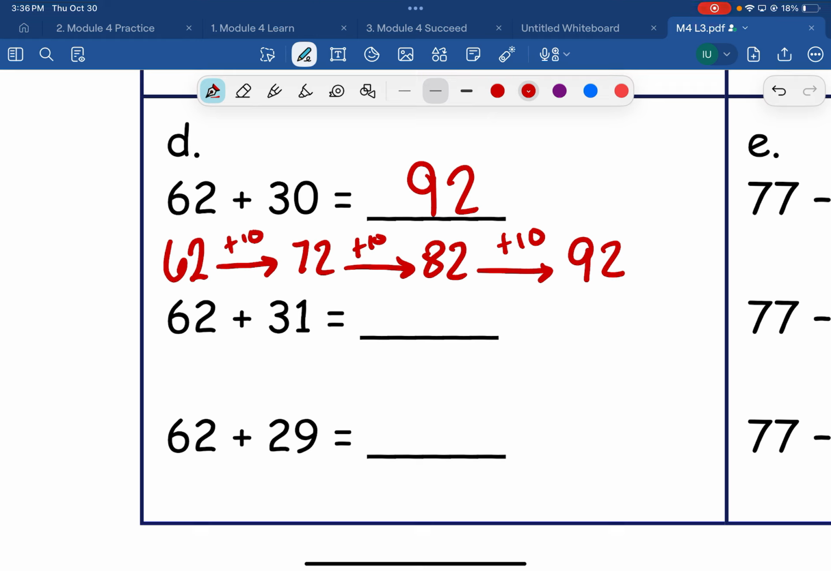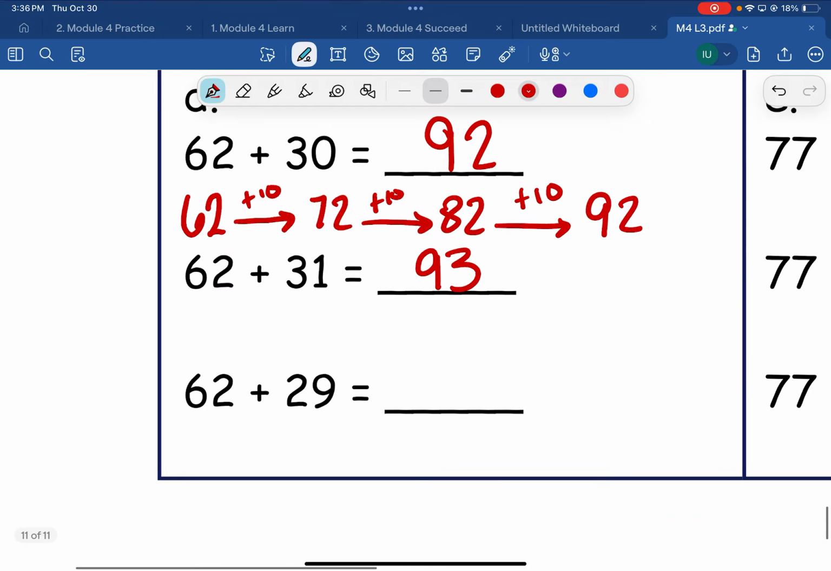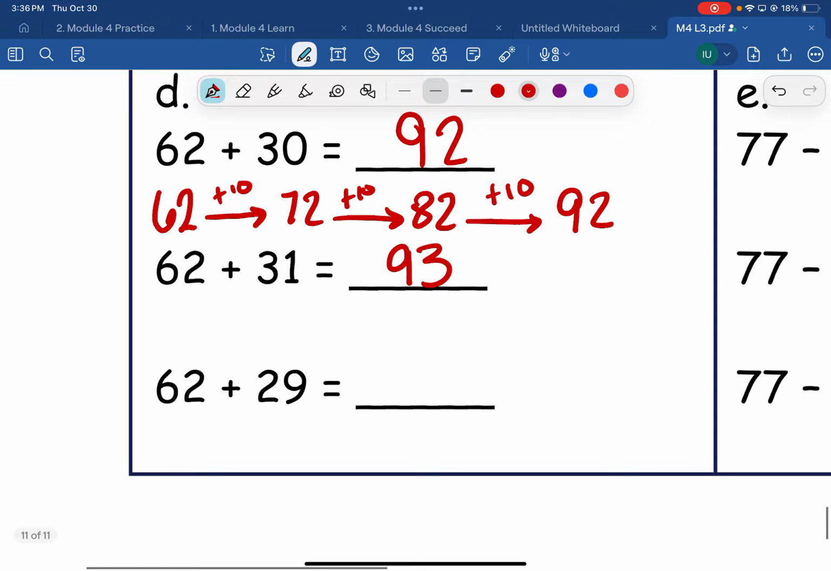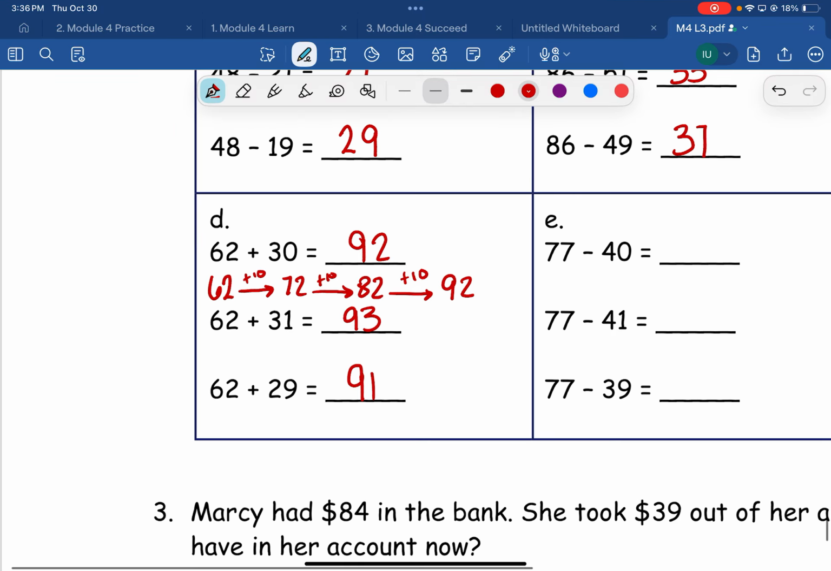Now let's do 62 plus 31. Well, your answer is going to increase by 1 because you're adding one more. So that would be 93. Now let's look at 62 plus 29. Well, you're adding 1 less than 30. So your answer is going to decrease by 1. So now you're going to have 91.